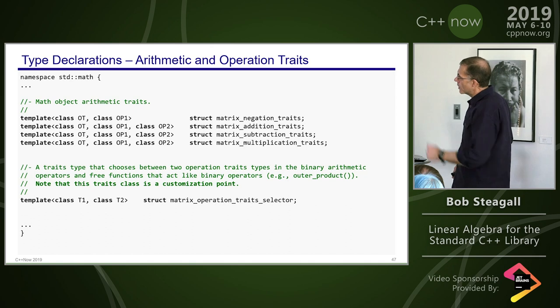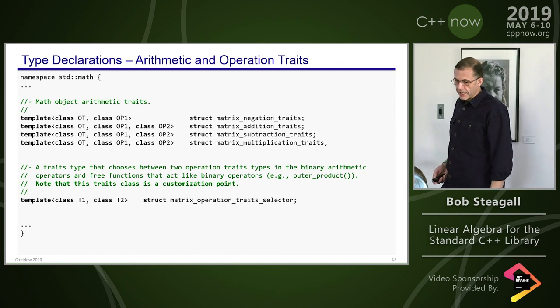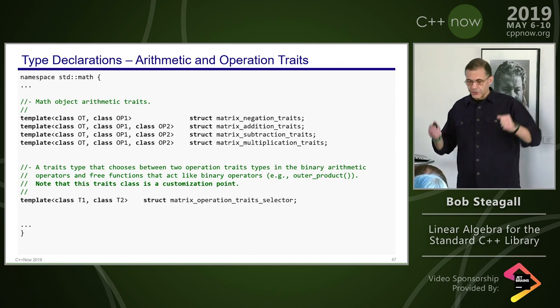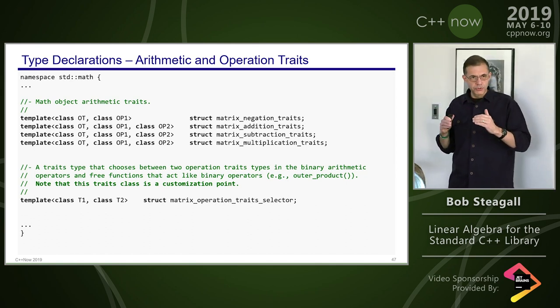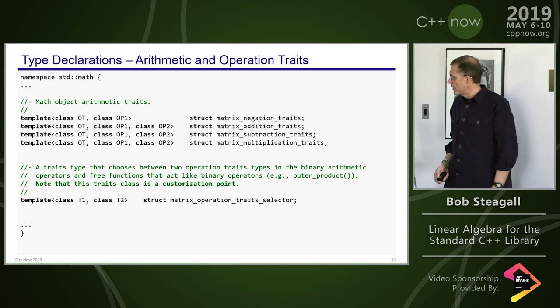Finally, at the bottom, we come to the second customization point, the matrix operation traits selector. This is the type which, in an operator, decides what's my resulting operation traits type. And you'll see an example of this in a few moments.